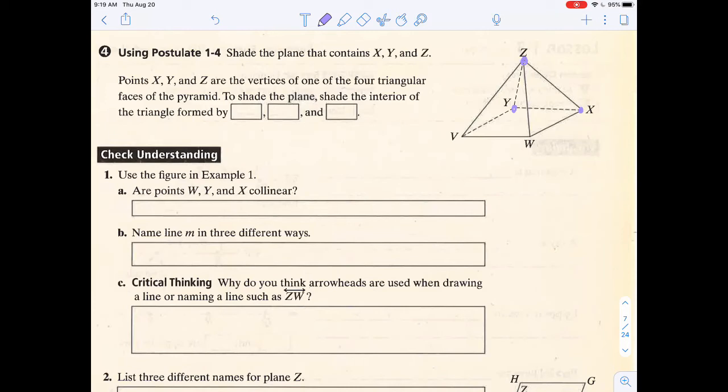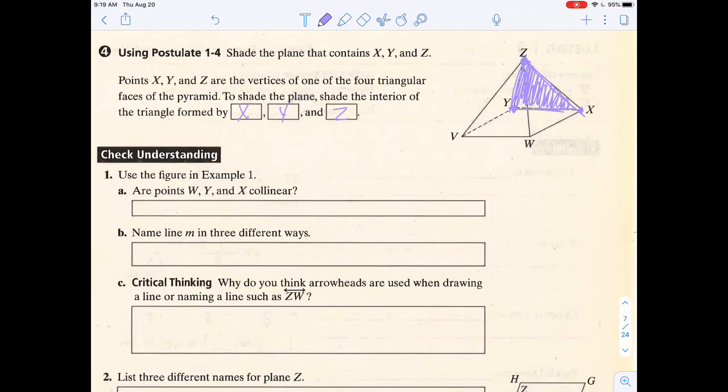I just put dots at those points so that I make sure I know where I am. And then if you just connect the dots, we know that this is X, Y, Z, and we can color that in. It's just that back plane. And this is a triangle formed by X, Y, and Z. Okay.